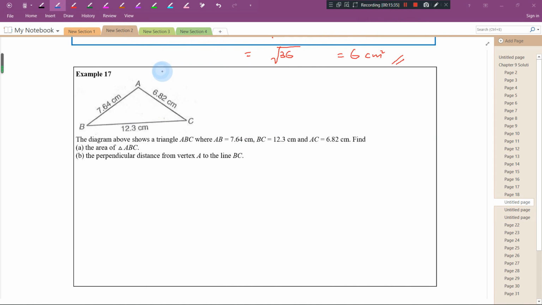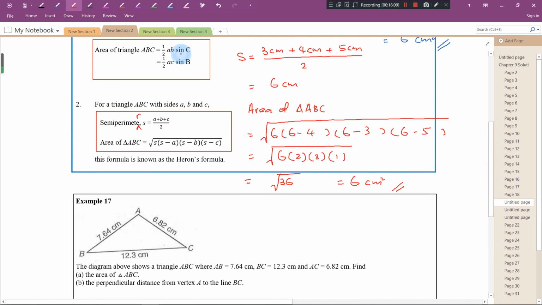Okay, let's try another example. The diagram shows a triangle ABC, where AB is equal to 7.64, AC is equal to 6.82, and BC is equal to 12.3. We want to find the area of the triangle ABC. So we cannot use 1/2 times the base length times the height because we don't have the perpendicular height, and we cannot use this formula either because we don't have the angle. So we have to use Heron's formula.